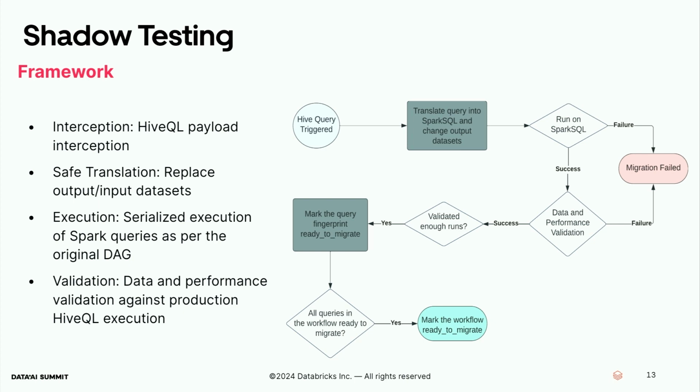Then it submitted it to Yarn and waited for the Hive production run and the SparkSQL shadow run to finish. Once that is done, it triggers the data and performance validations against the Hive run. Once that succeeds, it checks whether it has validated this particular payload enough number of times. It does that by using payload fingerprinting. And if it has, it marks the payload fingerprint as ready to migrate. Once all the payload fingerprints belonging to a particular workflow are marked ready to migrate, the workflow is marked ready to migrate.